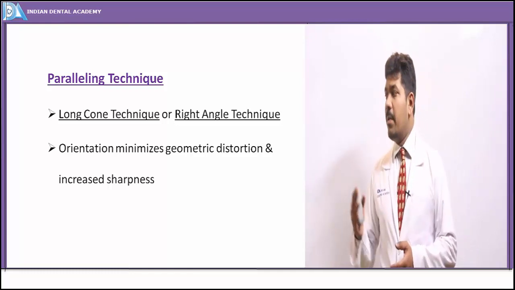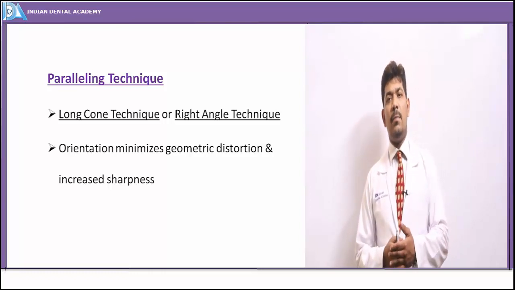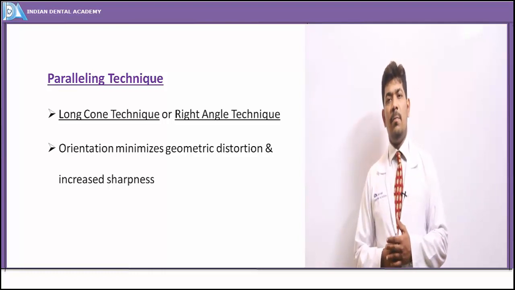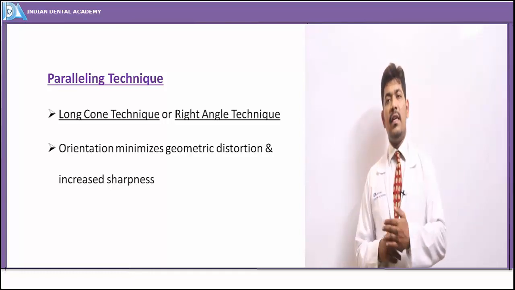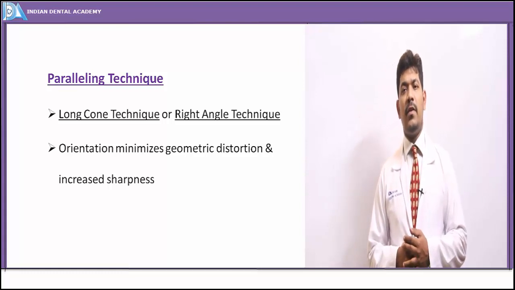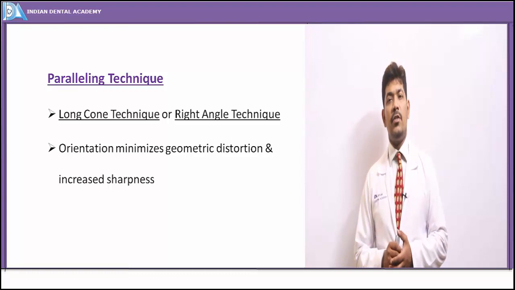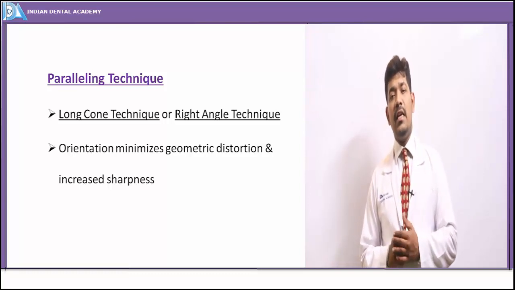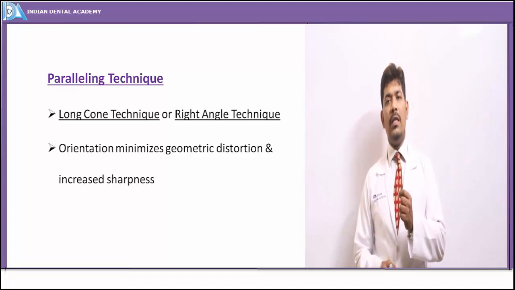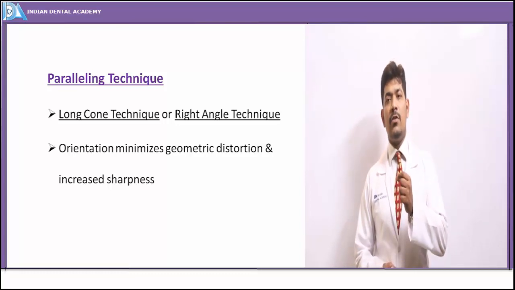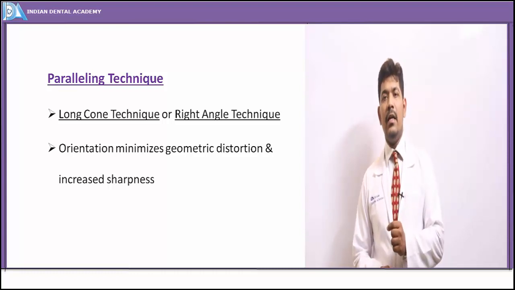So, as I was saying, because of these long cones, we enable the X-ray beams to attain a particular parallel structure. More parallelism is obtained because of the long cone, and this enables the X-ray beams to hit the specific area of interest at right angles, thereby minimizing the geometric distortion. Also, this increases the sharpness, primarily because it reduces the width of the penumbra region which is obtained by any X-ray beams which hit the tooth at different angulations.